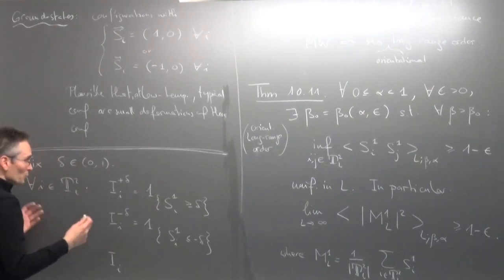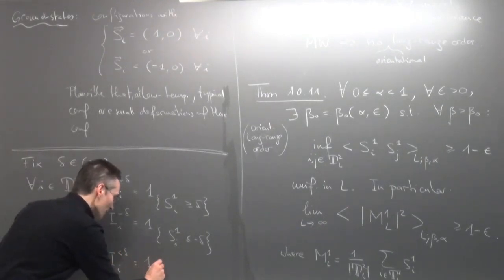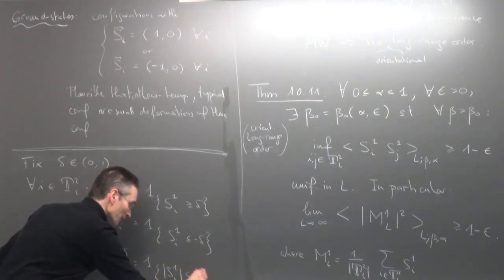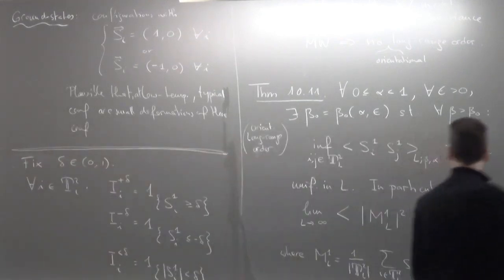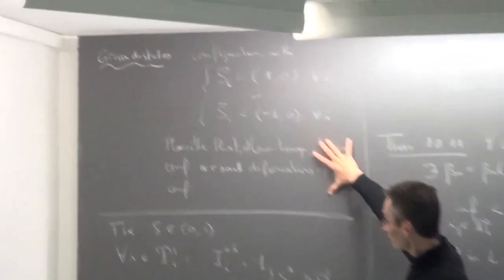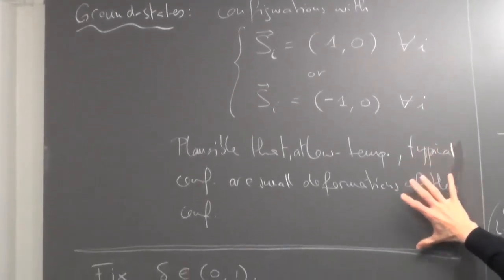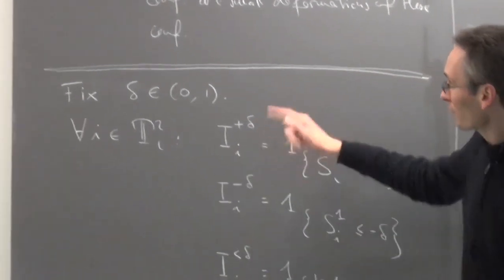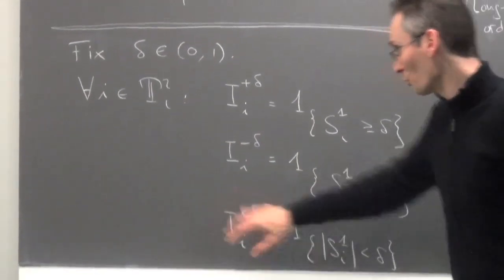Values which you expect to be atypical, I will denote them by smaller than delta. This is just the indicator that the first component of the spin at i in absolute value is smaller than delta. Okay? So what we expect, if what I said here is true, is that if you fix delta and then you take beta large enough, most of the spins have I plus delta equal 1, or most of the spins have I minus delta equal 1. Okay? And this should always be very rare.